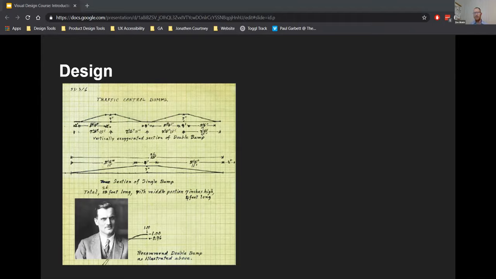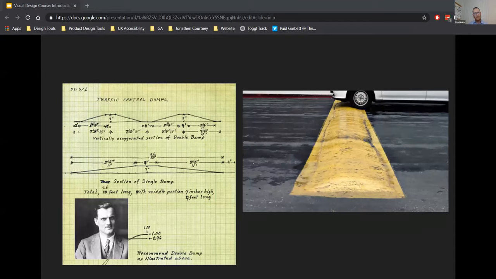It wasn't done by some random person, it was done with a lot of thought into how it would work and what you would need for it to be effective. And it was thinking about the context, like it's going to be on a road, and in relation to the road, it's going to be this high off the road, right? So the speed bump, this is what he designed.